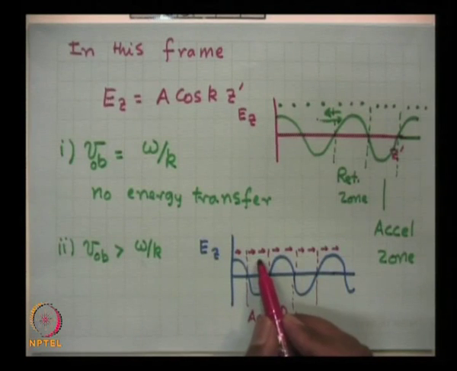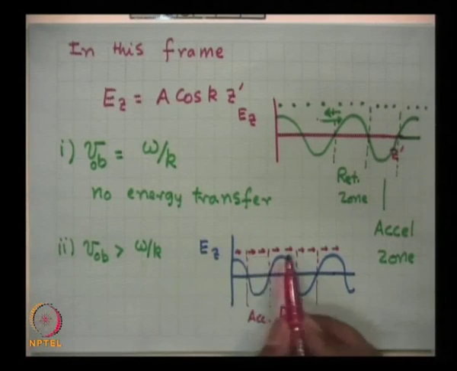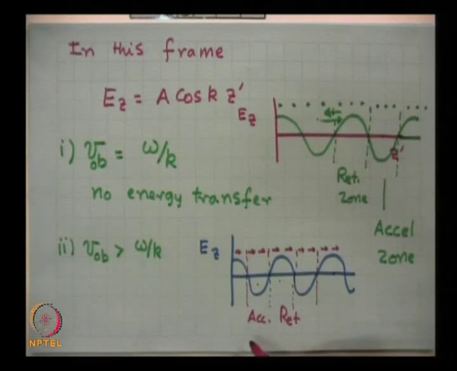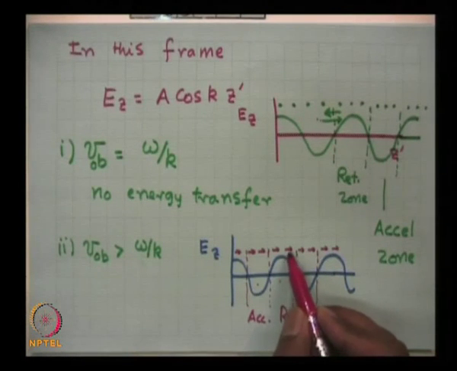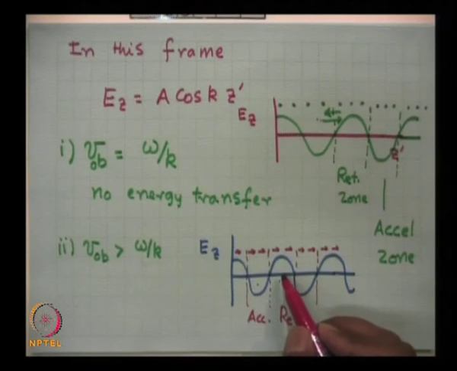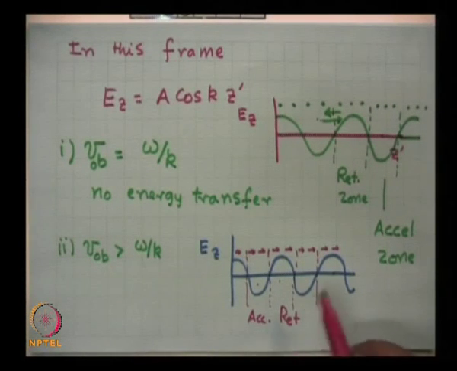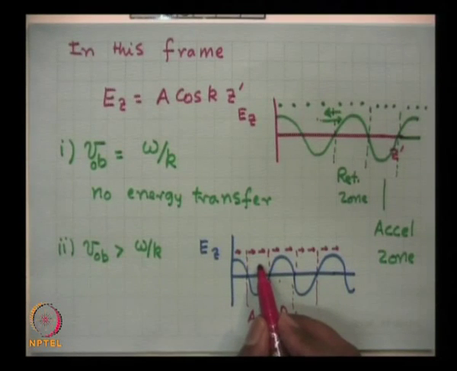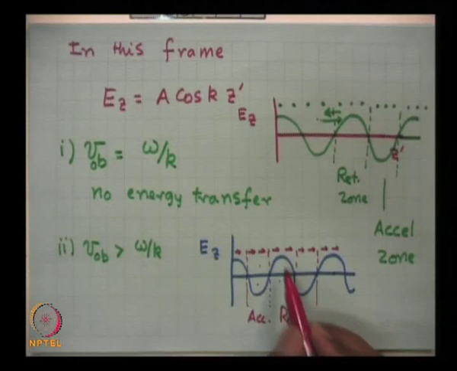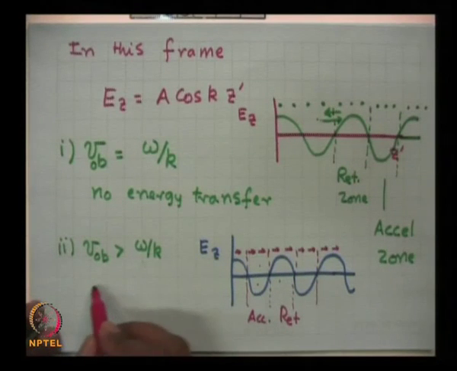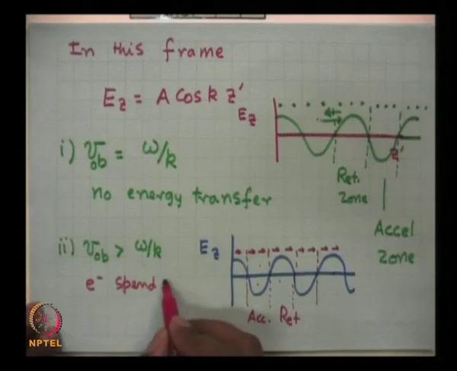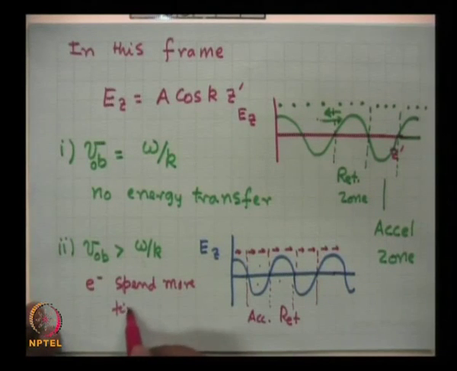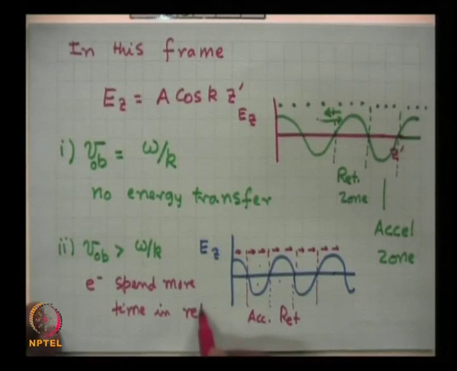Now, the electrons which are in the accelerating zone are accelerated further, so they will quickly move from the accelerating zone to the retarding zone, whereas the ones which are in the retarding zone are retarded. So, they will spend more time in the retarding zone and will take a long time to get out. As a result, there is a reduction of electrons in the accelerating zone and a bunching of electrons, or increase in their number, in the retarding zones. So, in this case, electrons spend more time in retarding zones, hence bunch over there.